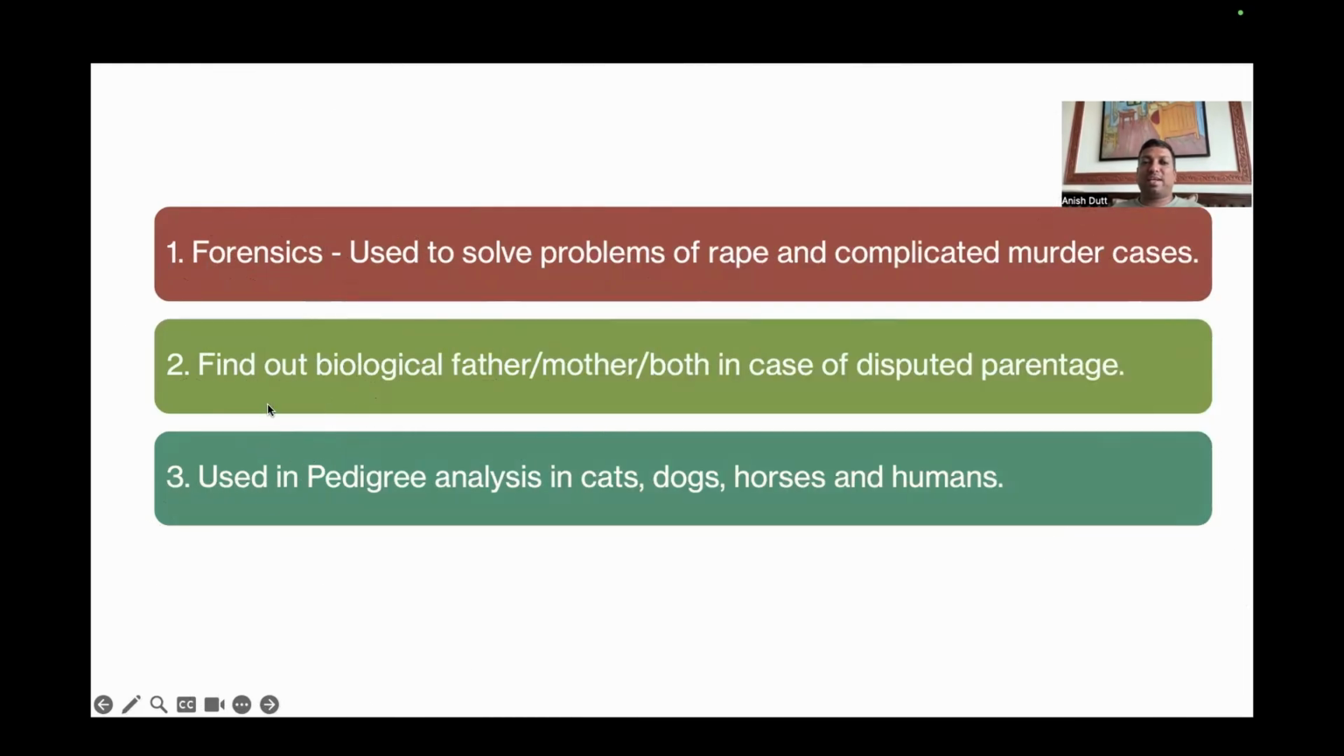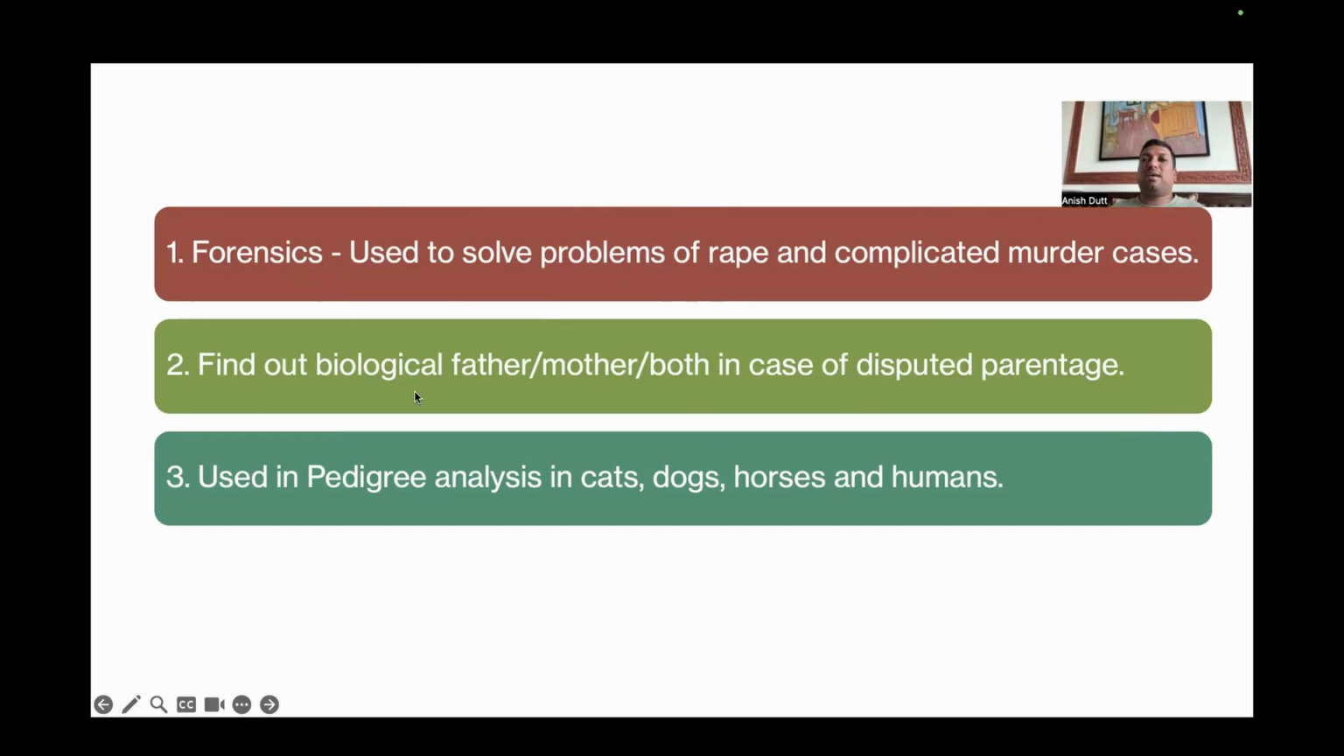Now I will leave you with the 3 applications that are mentioned in the textbook. Let's discuss that. DNA fingerprinting is an important technique which is used in forensics to solve problems of rape and complicated murder cases. They've already used the word complicated, which means that only by using this technique you cannot find the culprit. So many more things have to be taken into consideration at times.